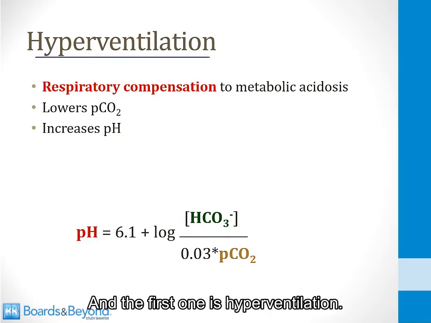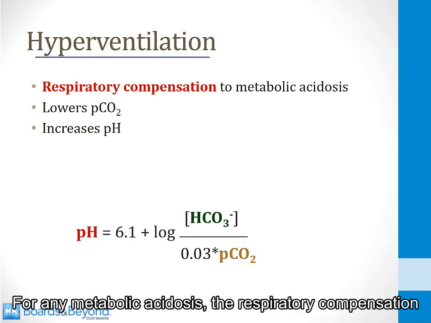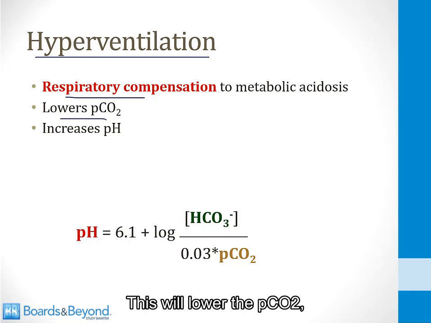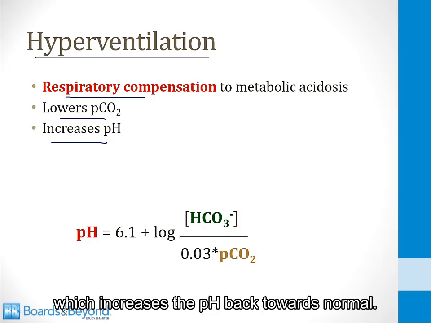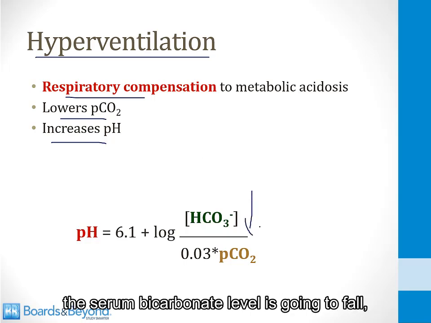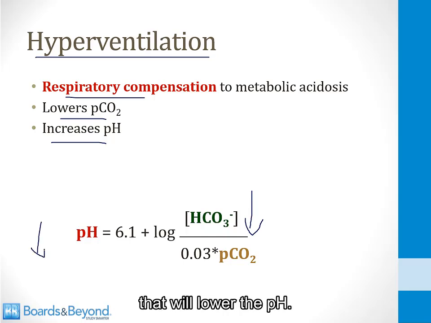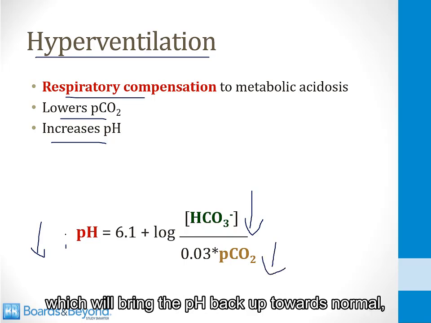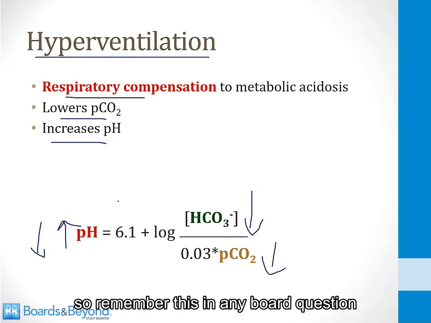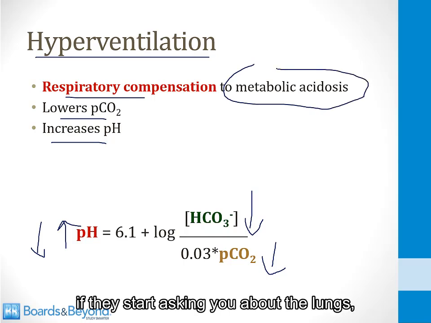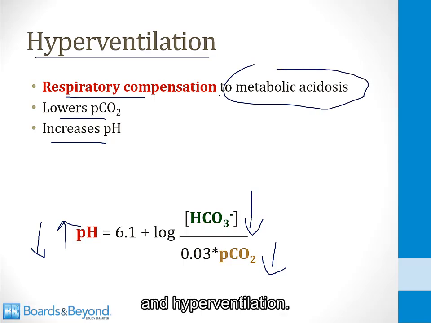And the first one is hyperventilation. For any metabolic acidosis, the respiratory compensation is to increase the respiratory rate and cause hyperventilation. This will lower the PCO2, which increases the pH back towards normal. If we look at the bottom of the screen, in a metabolic acidosis, the serum bicarbonate level is going to fall. That will lower the pH. And by hyperventilating, the lungs will lower the PCO2 level, which will bring the pH back up towards normal. So remember this, in any board question about a metabolic acidosis, if they start asking you about the lungs, there's going to be an increase in the respiratory rate and hyperventilation.